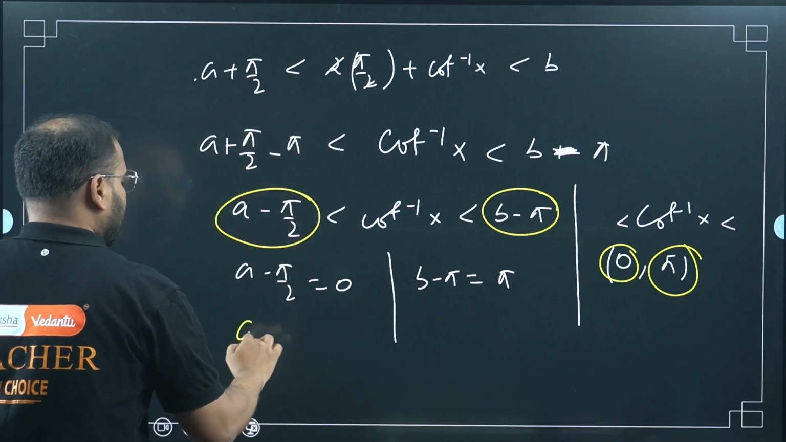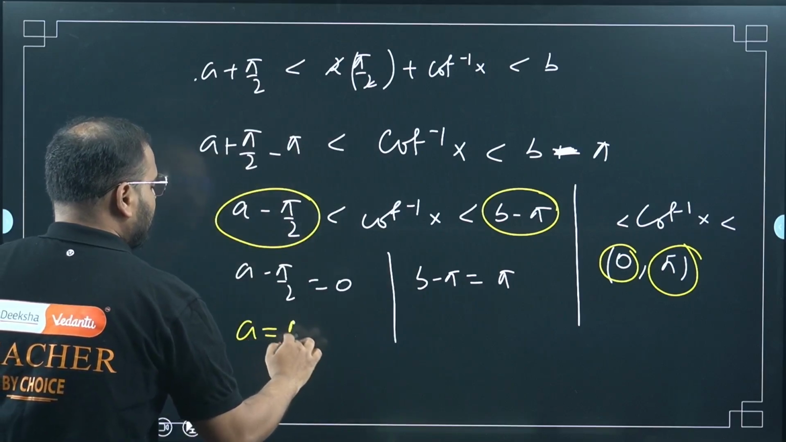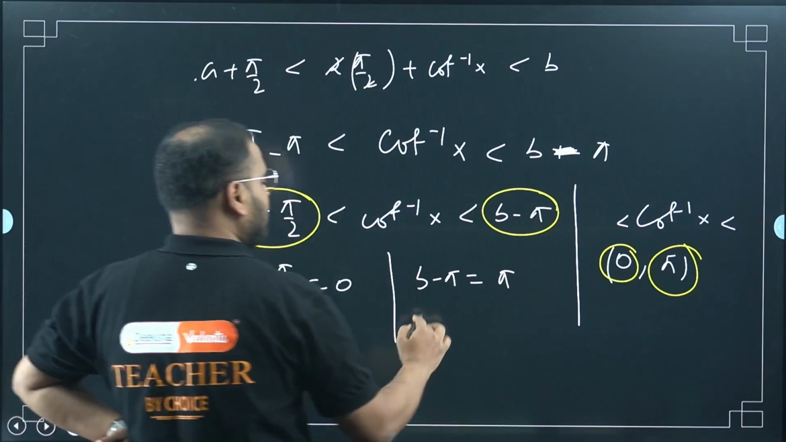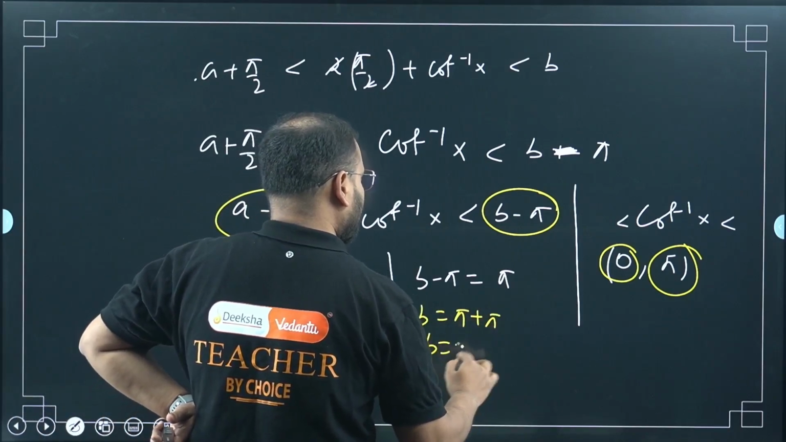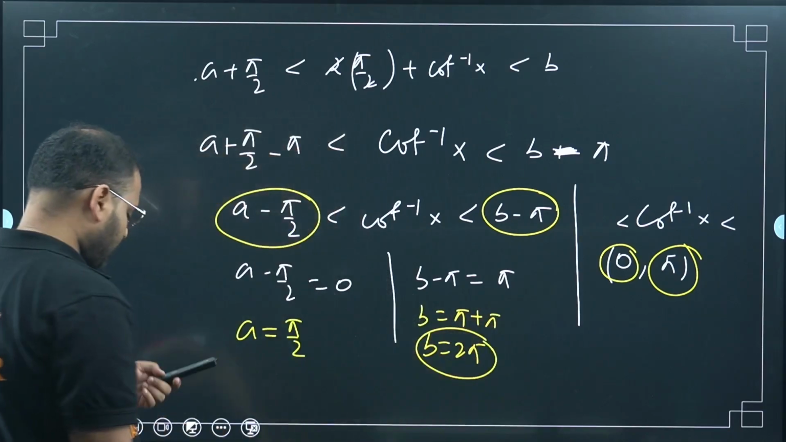So what is it going to be? A minus pi by 2 equal to 0, so a equal to pi by 2. What is this? B equal to pi plus pi. How much is that? B is equal to 2 pi. What is my answer? Pi by 2 and 2 pi.